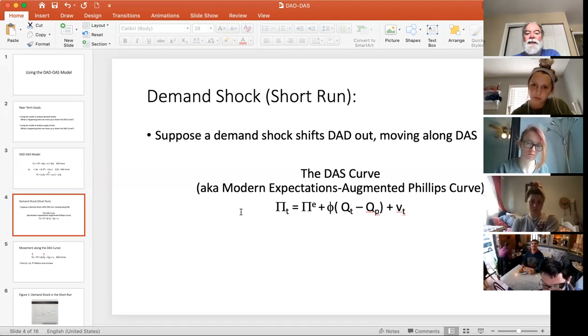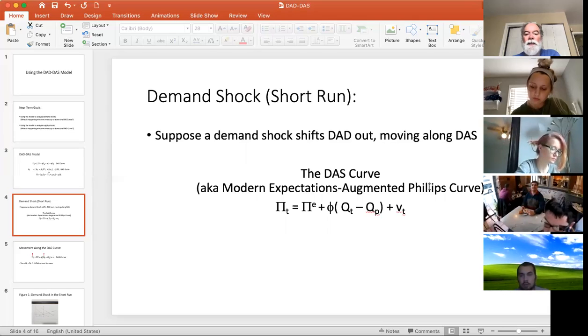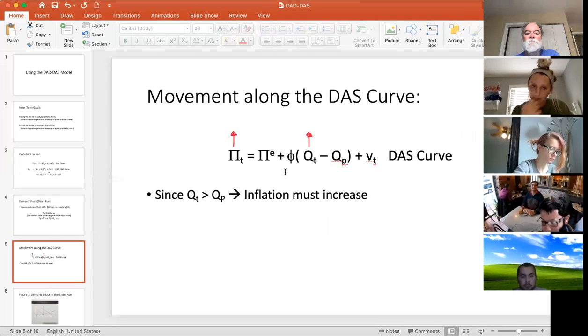So what's happening in this equation when DAD increases? Current GDP. Right. Q sub T, the current level of GDP, is going to increase. And when that does, inflation rises too. Okay. So when there is a positive output gap, QT rises, that's going to result in inflation rising because of the Phillips curve relationship.